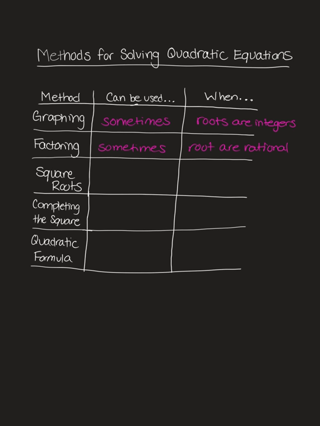Okay, we can use square roots sometimes whenever there is no bx term. There's no x to the first. Completing the square, we can use always. It's best to use it when there is no x squared coefficient and an even bx term. So there's an even b.